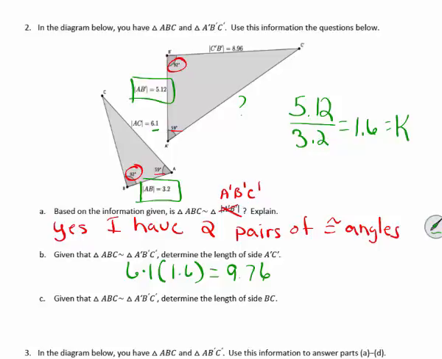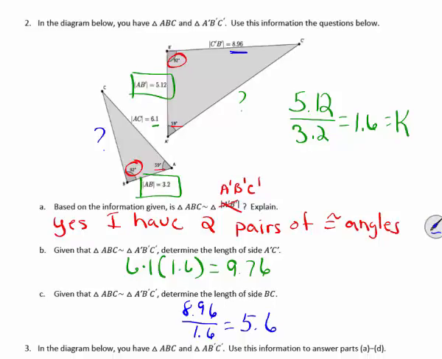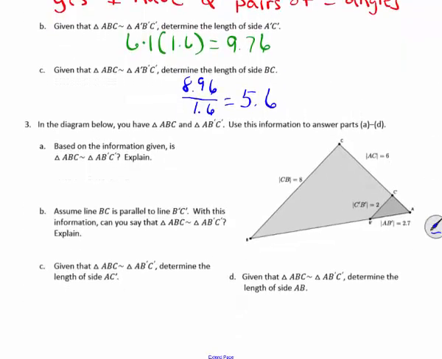Given that they are similar, now I want to know, what's the length of BC? So now I'm going backwards. Now I'm going from image to pre-image, which means I have to divide by my scale factor. So here is CB prime, 8.96. I have to divide it by the scale factor, and that gives me 5.6. Right? So we have to be able to use that scale factor and go from one way to the other.